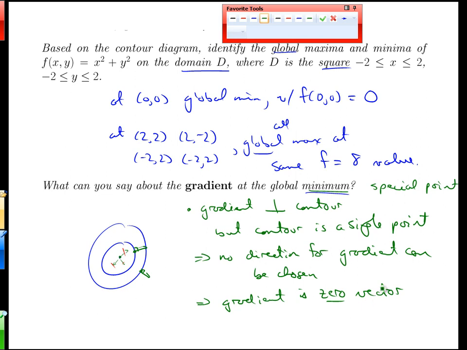So what we're sneaking up on here is some kind of idea of a test for what distinguishes this point, the global minimum, from all the other points that are not local or global extrema. And it's going to have something to do with our gradient.